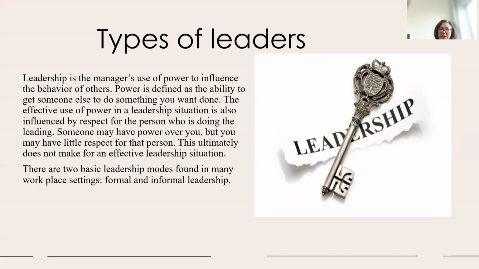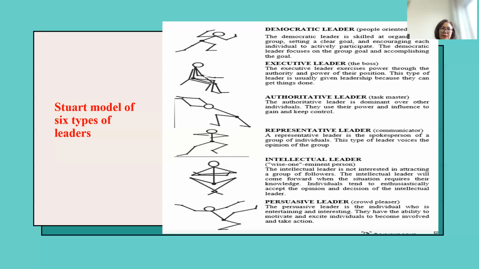There are two basic leadership modes in workplace settings. We call them formal leadership and informal leadership. So also, let's look at the Stewart model of 6 types of leaders. According to the Stewart model, the first type of leader is the democratic leader, people-oriented. The democratic leader is skilled at organizing a group, setting a clear goal, and encouraging each individual to actively participate. The democratic leader focuses on the group goal and accomplishing the goal.